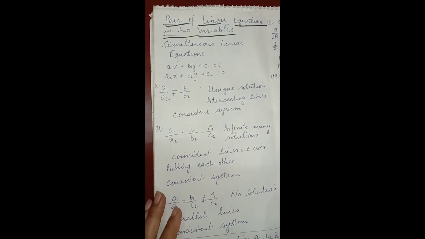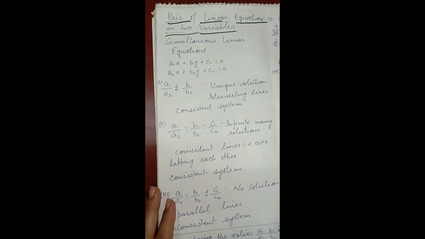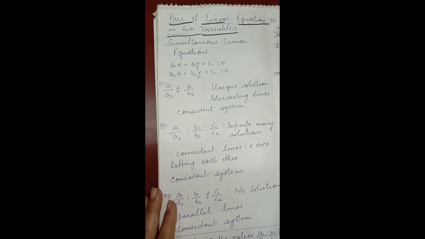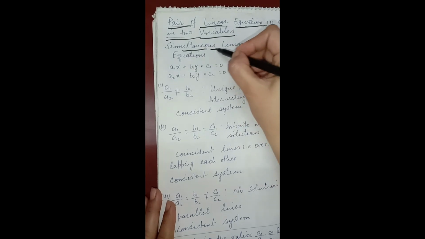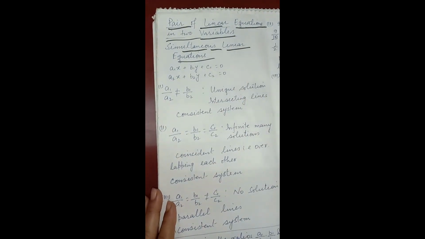They are also known as simultaneous linear equations. It is a system of equations. System of equations means it may consist of two equations or three equations. It will be called a system of equations. So they are also known as simultaneous linear equations.